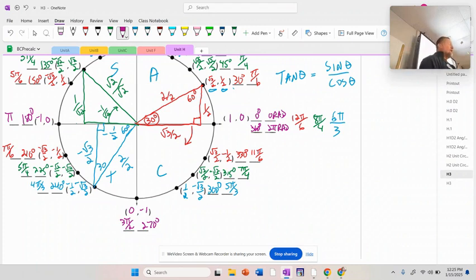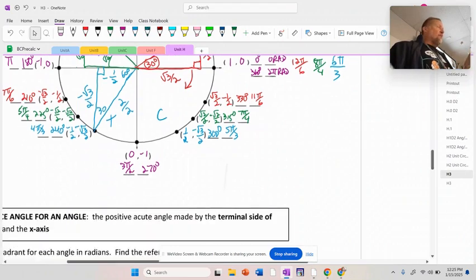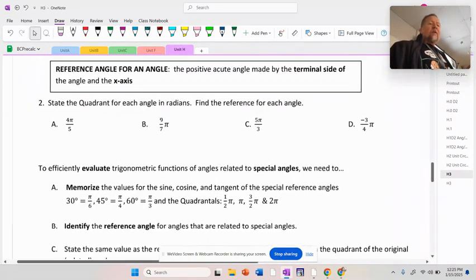Now, I will tell you, I don't normally use this. I use sine of 30 is a half, and then I could kind of think about the triangle to get my ratios. Whatever you need to do to get these quick. This is definitely multiple choice, though.